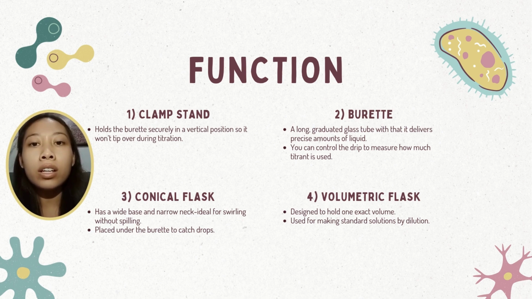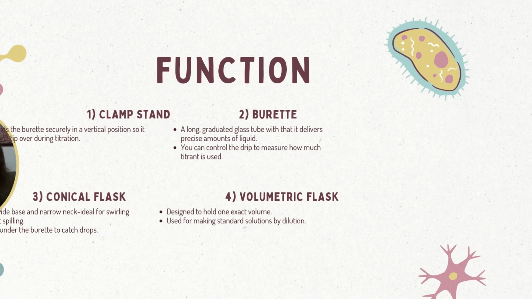Third is conical flask. It has a wide base and narrow neck, ideal for swirling without spilling. It is placed under the burette to catch the drops. Fourth, volumetric flask. It's designed to hold one exact volume. It's used for making a standard solution by dilution.